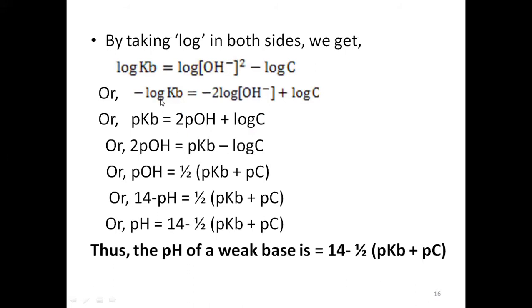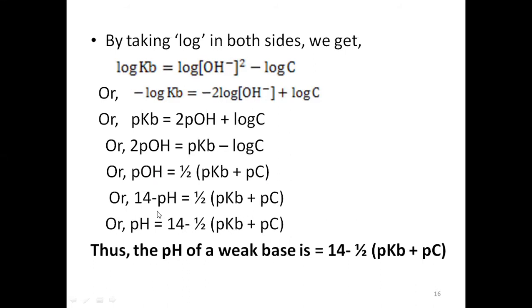And minus log can be written as small p. Anything that is a small amount can be expressed as minus log, and it can be expressed as a small p. So pKb equals 2 pOH plus log C. Or if we change sides, then 2 pOH equals pKb minus log C. So pOH equals half into pKb plus pC, where minus log C equals pC.